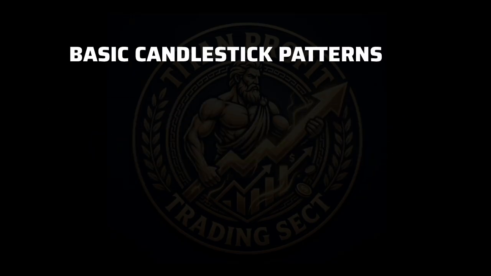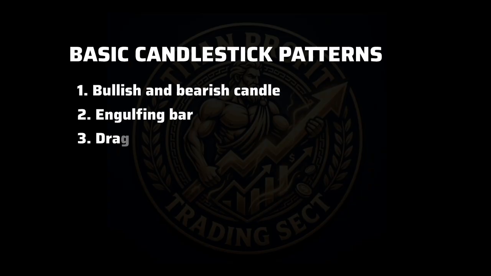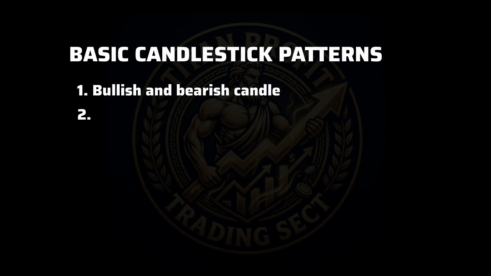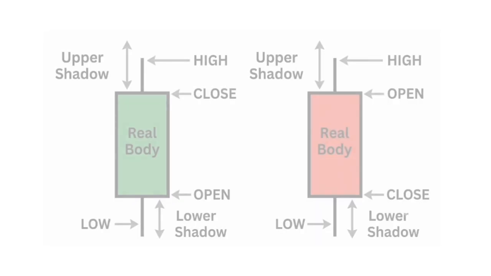Alright, so let's look at the basic candlestick patterns we are going to be dealing with. Number one is bullish and bearish candle. Then we are going to look at engulfing bar, dragonfly, doji, hammer, shooting star, and tweezer. So those are the candlestick patterns we are going to look at in this video.